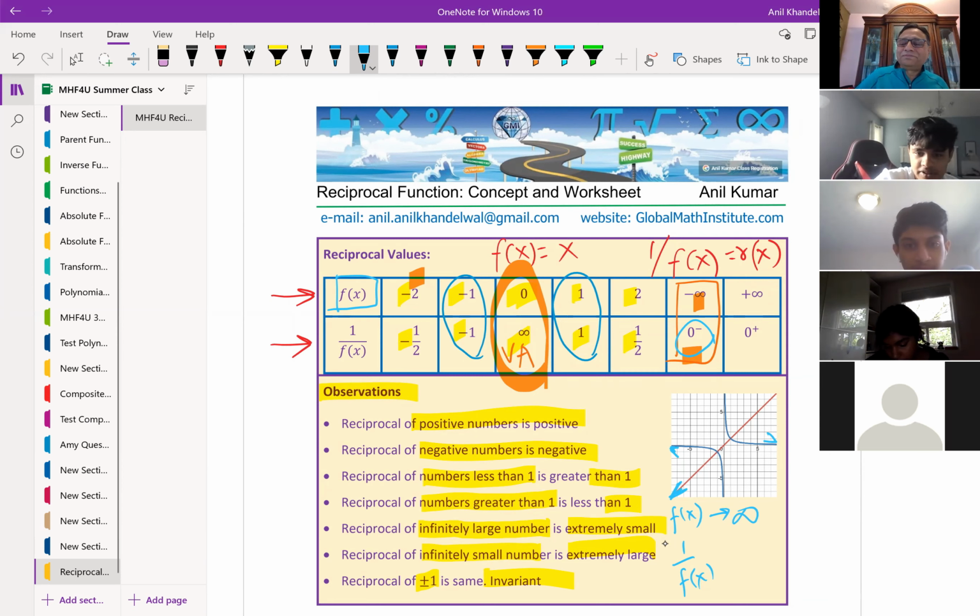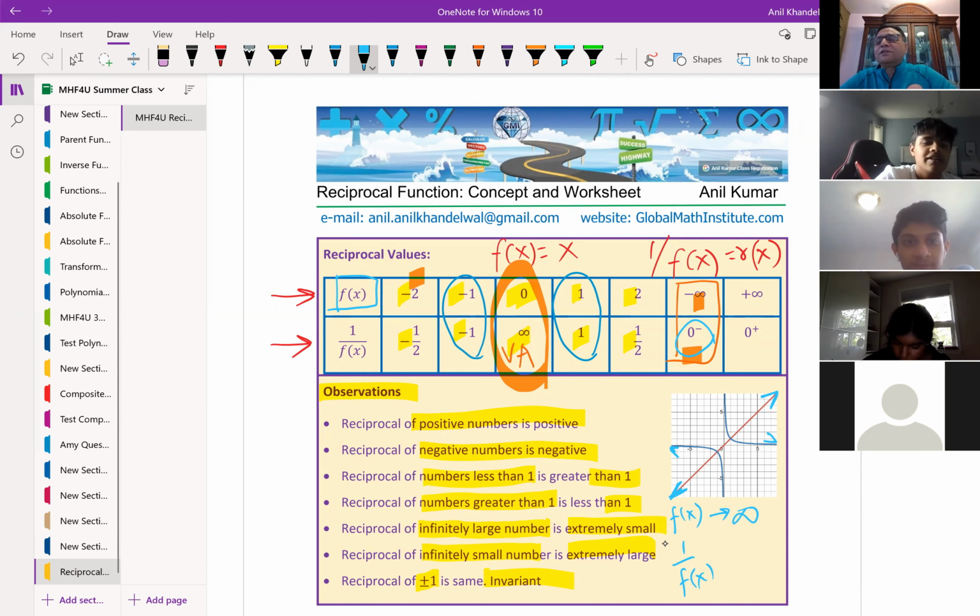If f of x is approaching infinity, it would be like 1 over infinity, which is basically equal to 0. Is that something we should memorize? It's common sense now. If you divide by 4, you get 1 over 4, which is small. But if I have 10, 1 over 10 is even smaller. If I have 1,000, 1 over 1,000 is almost 0, correct?